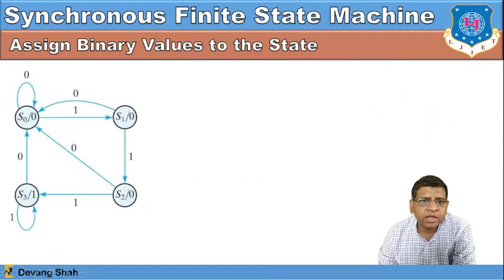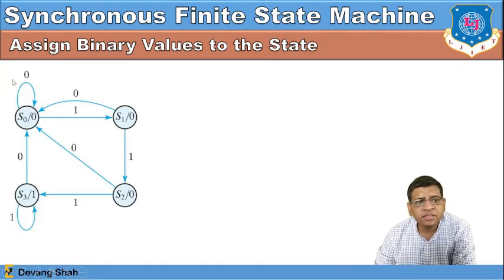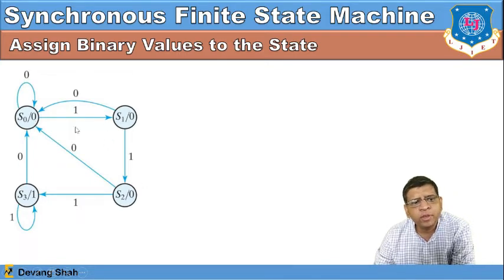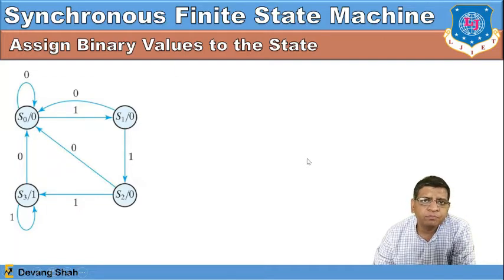Now assign binary values to the states. Here we can define all these values like this. These are all the states: S0 is a state, S1 is also a state, S2 is also a state, and S3 is also a state, right? Within a state, this 0 stands for the input and this oblique 0 stands for the output, right? Based on that you can again draw the state table from this state diagram, right?